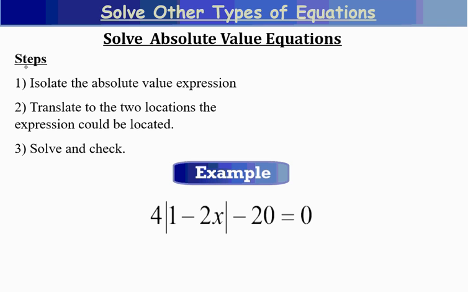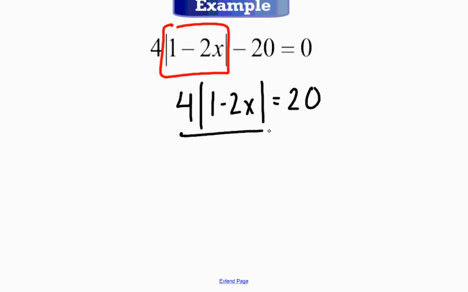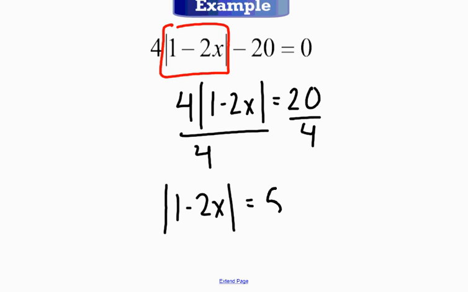So step 1, like it's kind of been for the other ones, is to isolate the item that you're trying to solve for. In this case, it's an absolute value. So get the absolute value statement all by itself. We're going to do that by first adding 20 and then dividing by 4. So I'll add the 20 to the other side first. Then I divide both sides by 4. I'll be left with the absolute value of 1 minus 2x equals 5.